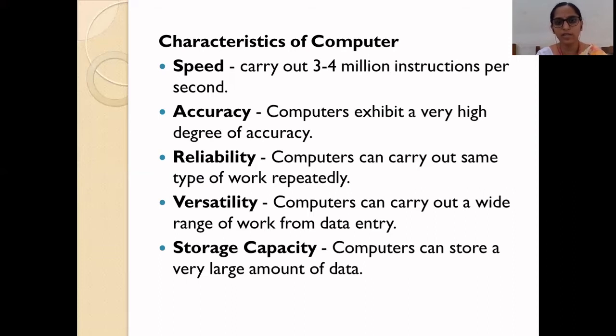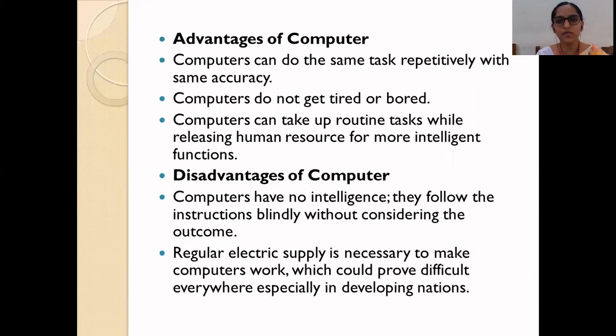Okay, next are the advantages of a computer. First, a computer can do the same task repeatedly with the same accuracy or higher accuracy. The first advantage shows the computer can do the same task continuously and accurately. Computers do not get tired or bored. As compared to human beings, computers can efficiently do their work continuously without any interruptions or boredom.